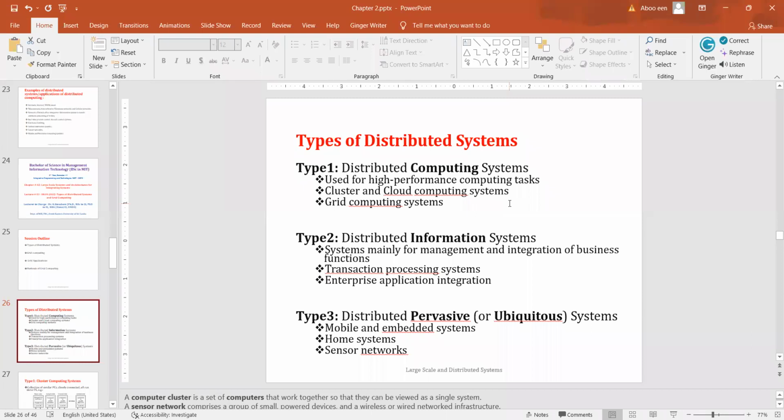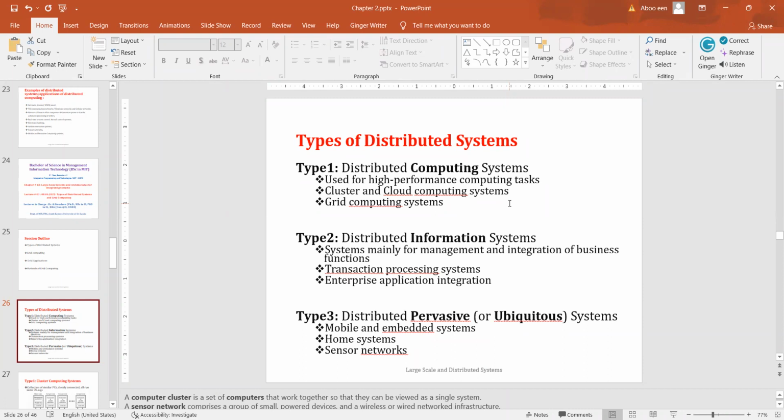Type one of distributed system is the distributed computing system. These distributed computing systems are used for high performance computing tasks. You might have heard the term high performance computing. It requires large volumes of data processing and high computing power for special kinds of tasks. A little later, I will introduce each type of distributed system in detail.